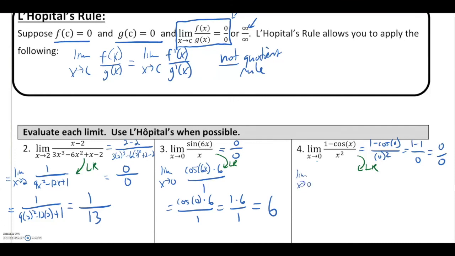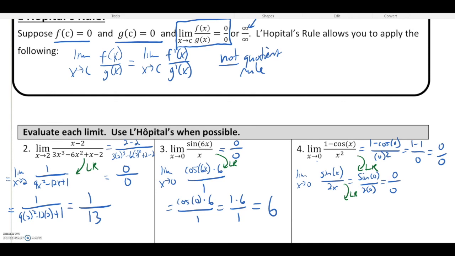Limit as x goes to 0 of, well, derivative of 1 is gone. Derivative of negative cosine is going to be positive sine of x over the derivative of x squared, which is 2x. But that's going to yield sine of 0 over 2 times 0, which will still be my indeterminate form. The nice thing about L'Hopital's rule is it can be applied to the same problem more than once. You can keep applying it until you either get something that yields a real determined value or until you have enough evidence to say that this limit doesn't exist.